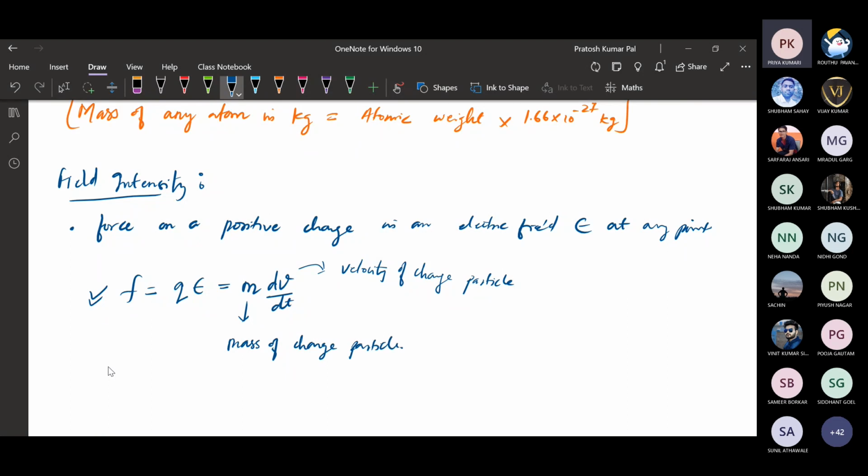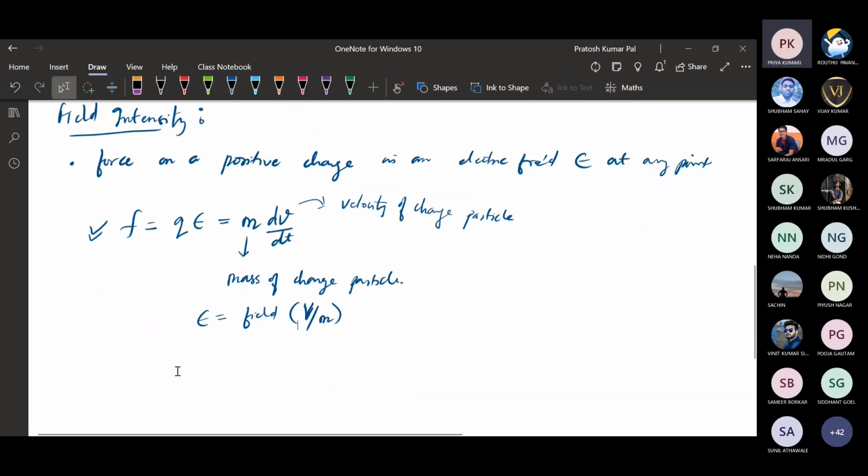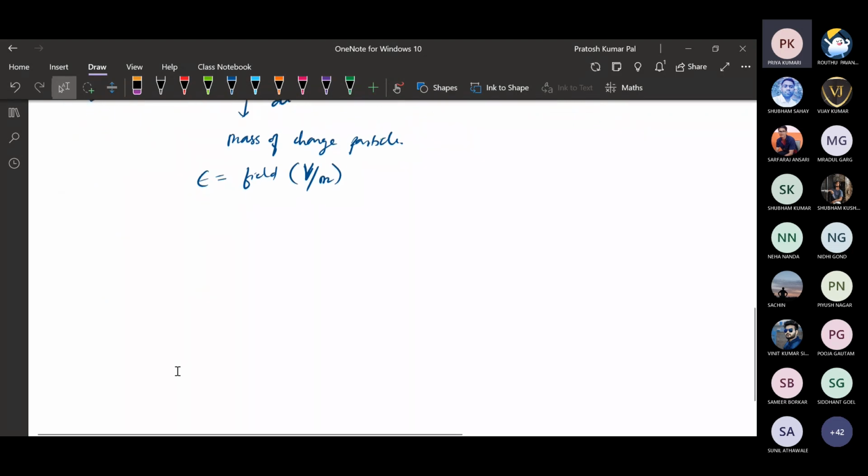Okay, and here this E basically represents the electric field, that is in terms of volt per meter. Okay, so this is your field intensity. The next point that we will be seeing is what a potential is.